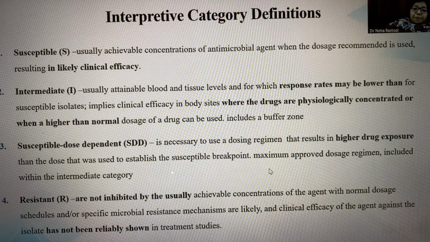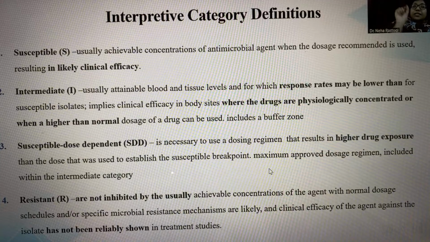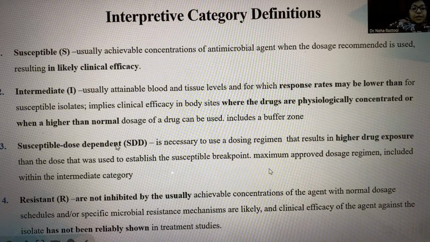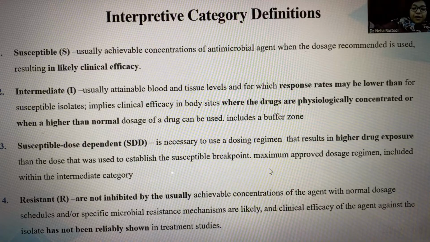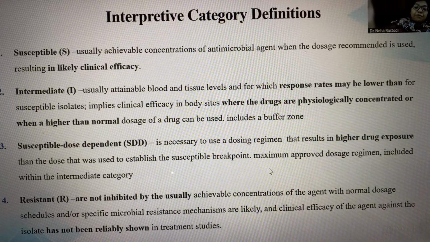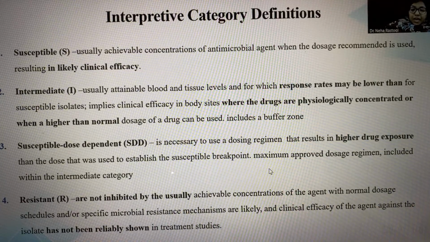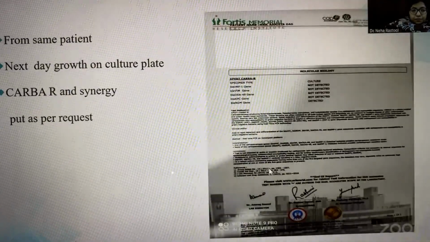Then comes susceptible dose dependent. That means you need a dosing regimen which results in a higher drug exposure than the dose the breakpoint was built on. So even though it is considered to be an SDD, suppose that dose is 1 gram, we need double the dose to achieve in vivo efficacy. And then comes resistant, of course, which is not inhibited by a usually achievable concentration.